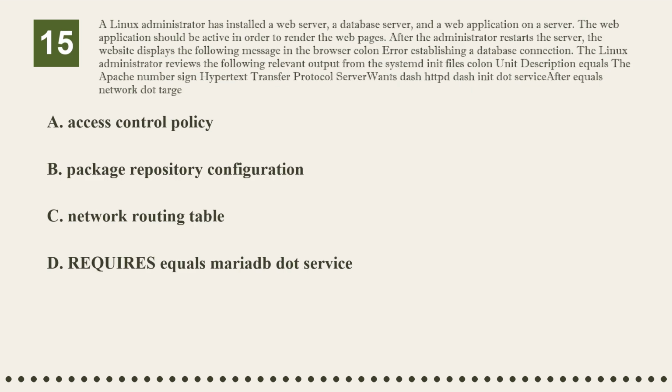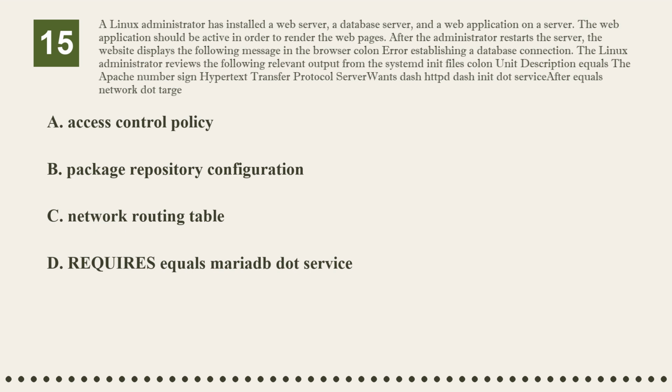Question 15. A Linux administrator has installed a web server, a database server, and a web application on a server. The web application should be active in order to render the web pages. After the administrator restarts the server, the website displays the following message in the browser: error establishing a database connection. The Linux administrator reviews the following relevant output from the systemd init files: Unit, Description=the Apache HTTP server, Wants=httpd-init.service, After=network.target.